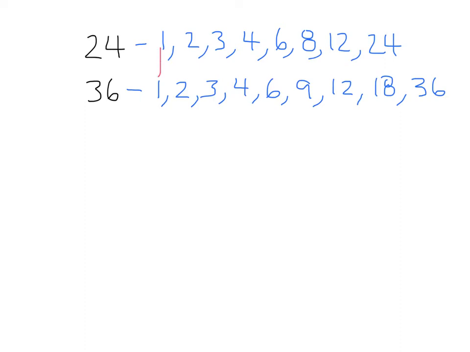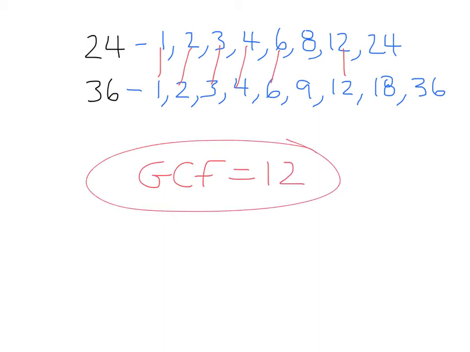Well, I notice we've got a pair of 1s, a pair of 2s, a pair of 3s, a pair of 4s, a pair of 6s. And then if I keep looking, hey, look at that, we've got a common factor of 12. So here the GCF, or the greatest common factor, is 12. This can be kind of a tedious process though, because what if you miss a factor? It's really easy to do that. So I want to show you guys another method for finding the GCF.